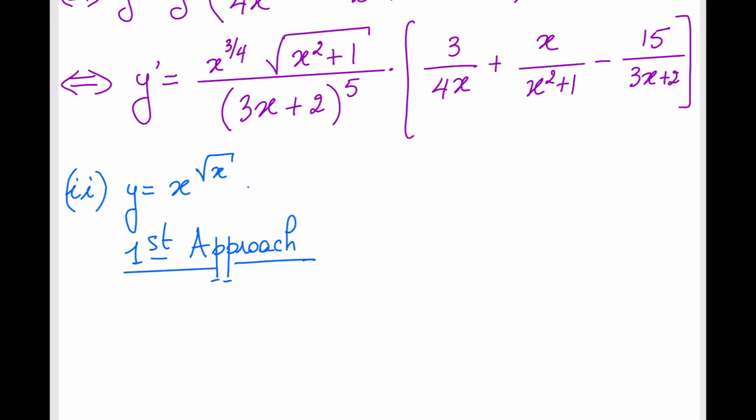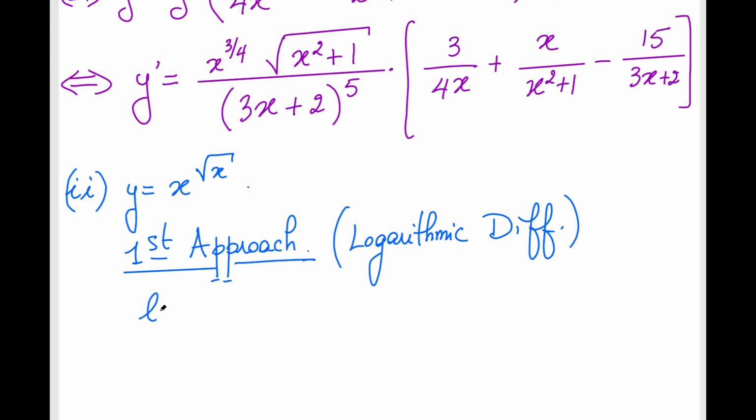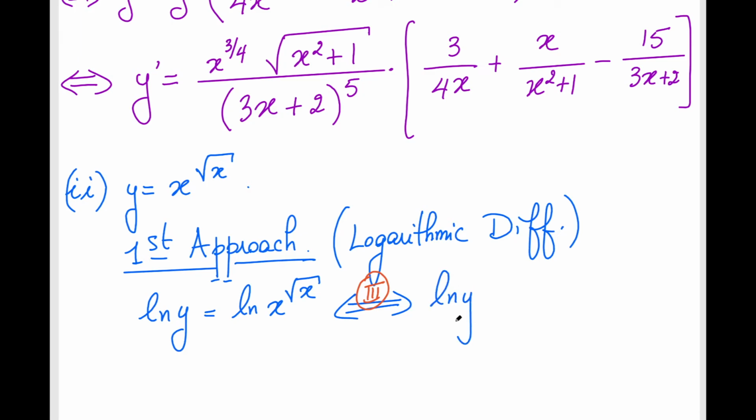So first approach using logarithmic differentiation, right? Logarithmic differentiation. So I'm gonna apply log base e both sides. So ln of y is equal to ln of x to power square root of x, and by property 3 here, what do we get? We get that ln of y equals square root of x ln of x, right?